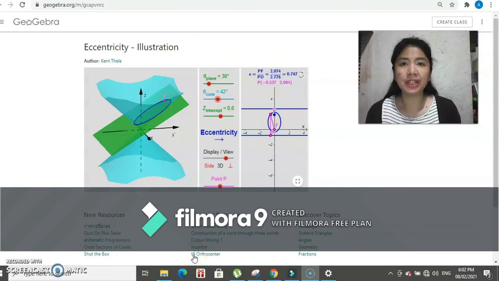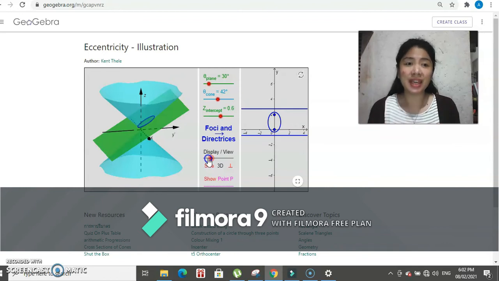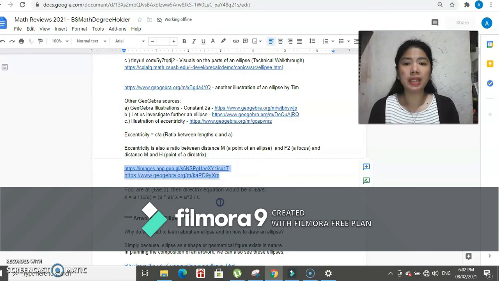And now we'll be talking a little bit on directrix and eccentricity. So we'll be using the GeoGebra illustration of Kent. So we have here an ellipse, and then we have the foci and the directrix. So what is a directrix? A directrix is basically an indicator on the eccentricity of a conic section, be it a circle, an ellipse, a parabola, and everything. So it's a line.